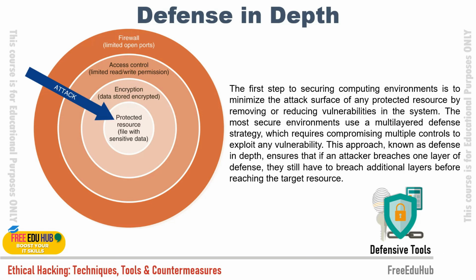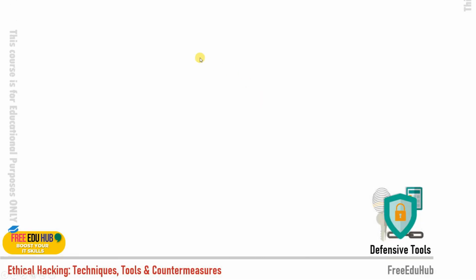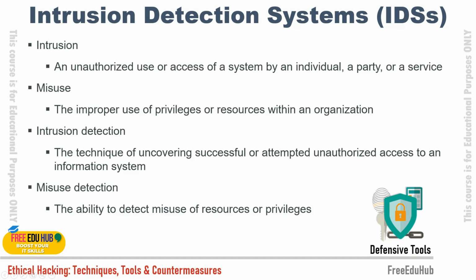The approach is known as defense in depth and shows that if an attacker breaches one layer of defense, they still have to breach additional layers before reaching the target resource. Just like in this one, we have different layers of protection. For example, the protected resource, files and sensitive data, is right in the middle, and behind that we have the encryption mechanism, then access control and firewall. So step by step the attacker would have to bypass all these different layers of defenses before they can reach the main target.